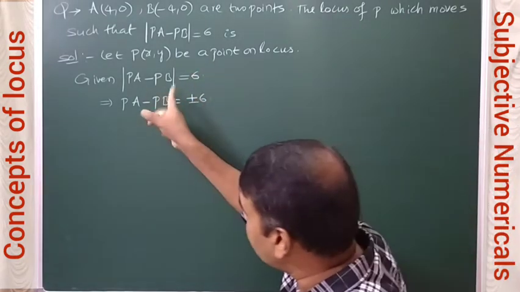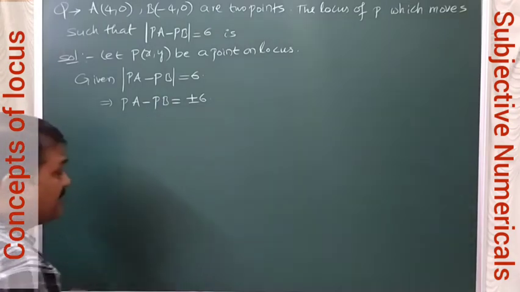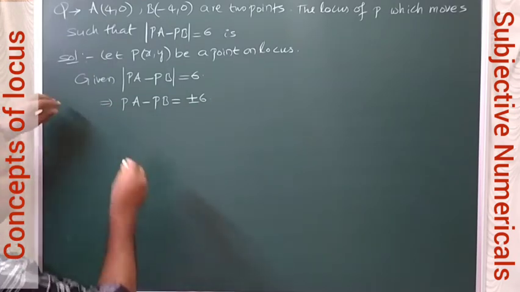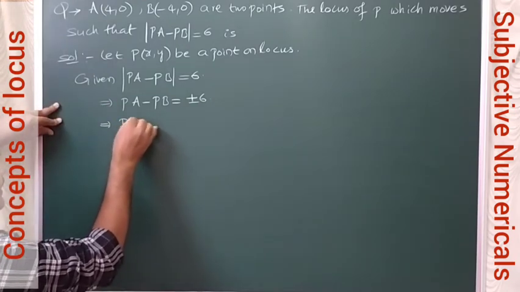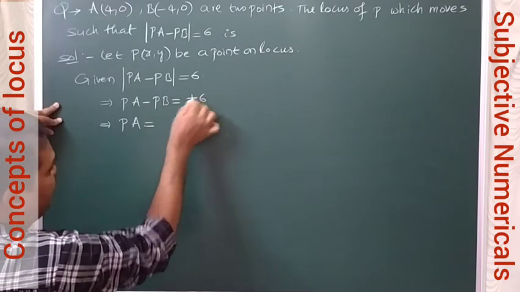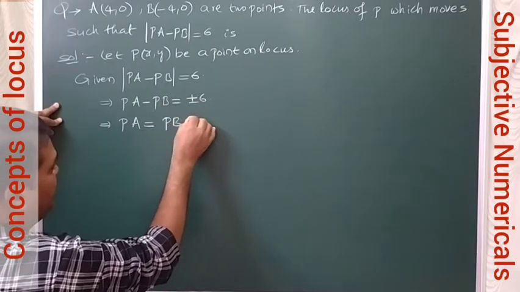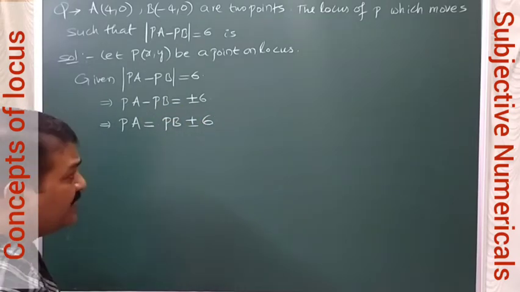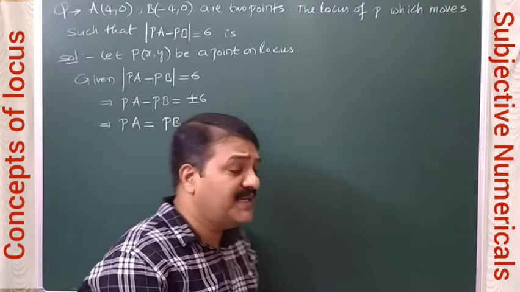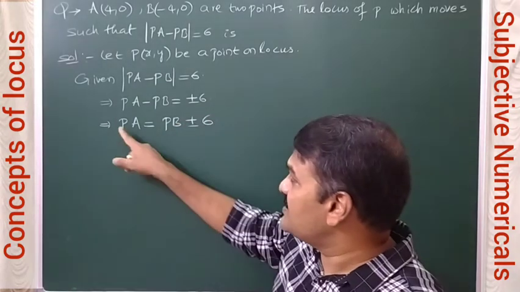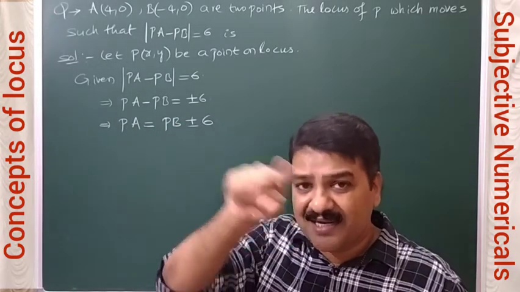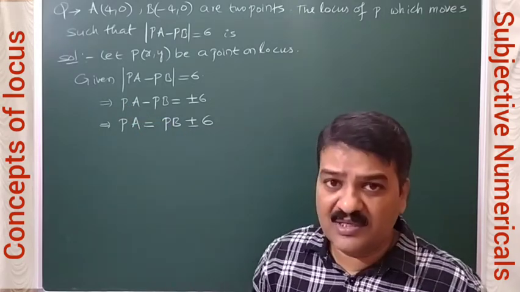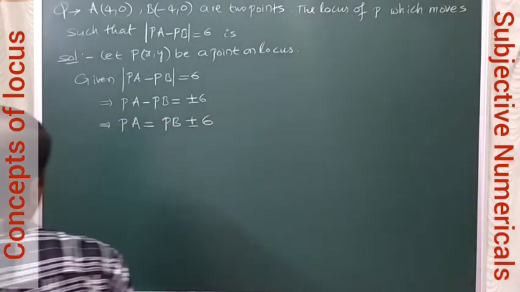So when we remove modulus, PA minus PB will be plus or minus 6. Now for our simplification to be easy, I will take this PB to the right side. So PA is equal to PB plus or minus 6. Now let us do squaring on both sides, because PA, PB, when you use distance formula, you will get under root something. So to eliminate this square root, I am considering squaring on both sides.